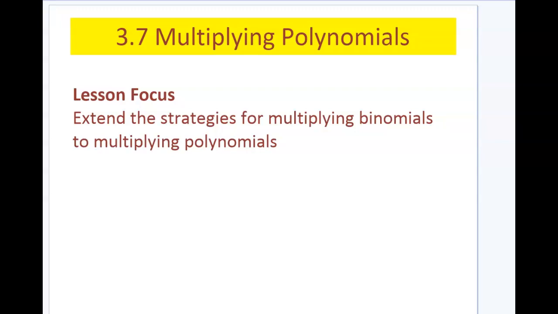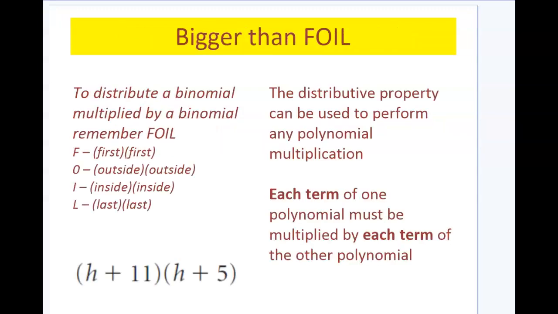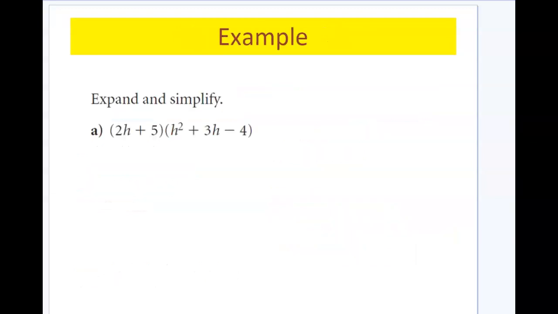In today's lesson, we're going to learn how to multiply polynomials that contain more complicated expressions. We learned earlier how to multiply two binomials by using the FOIL strategy. Today, we're going to look at multiplying a binomial by a trinomial. So the procedure is very similar. I'm going to distribute the 2h to all three terms, and then I'm going to distribute the 5 to all three terms, and then I'll collect like terms.